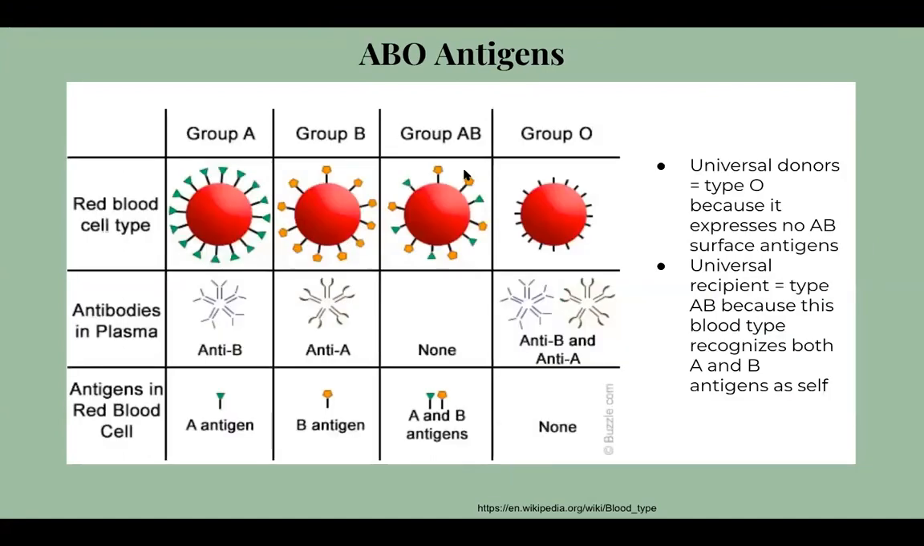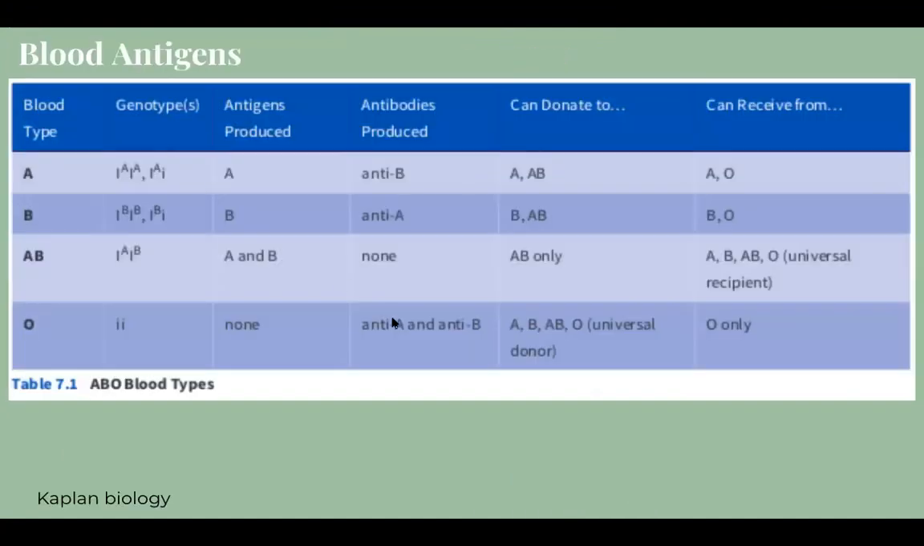Okay. So this chart is kind of like another similar chart. So I'll just let you look at it. It kind of just more clearly lists out what blood types can donate to which other blood types and take blood from.